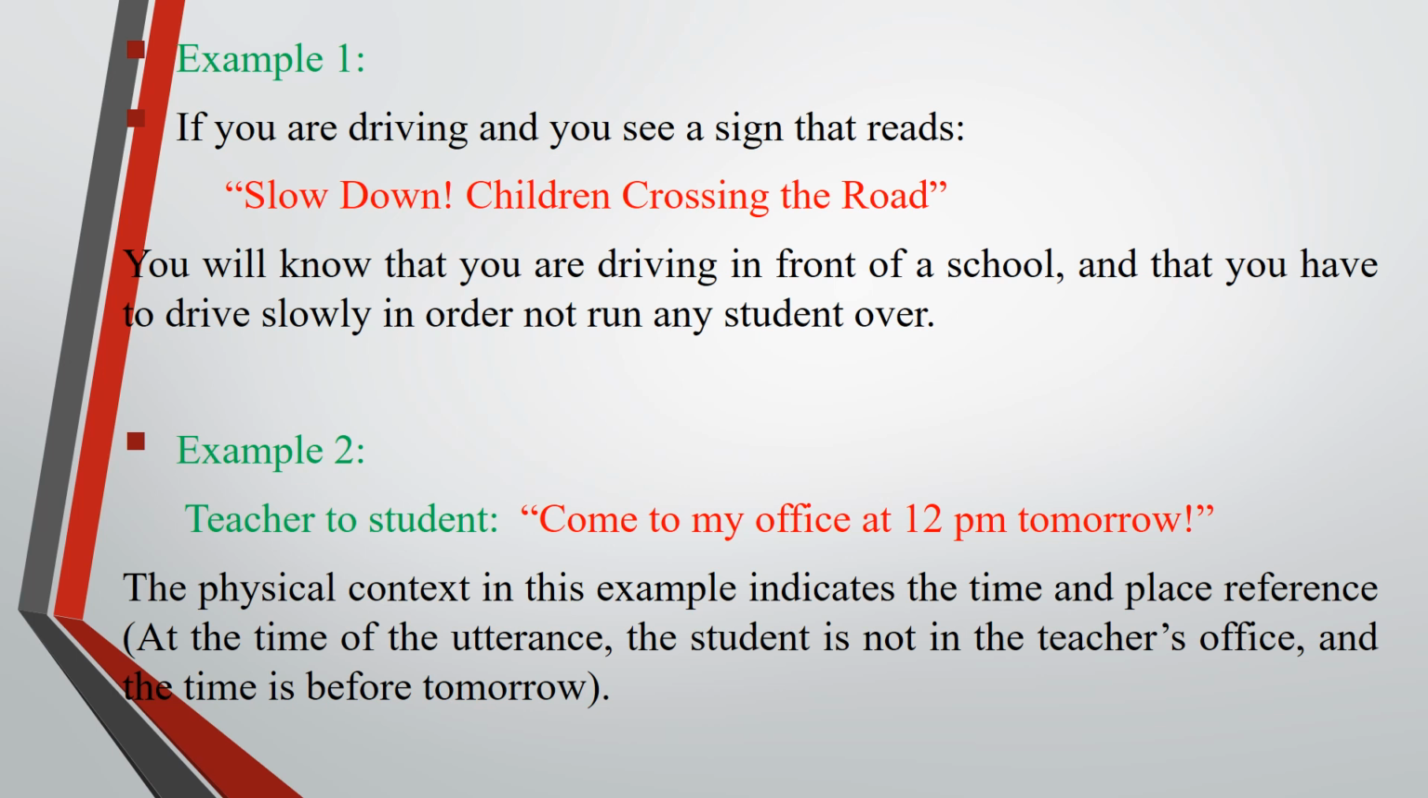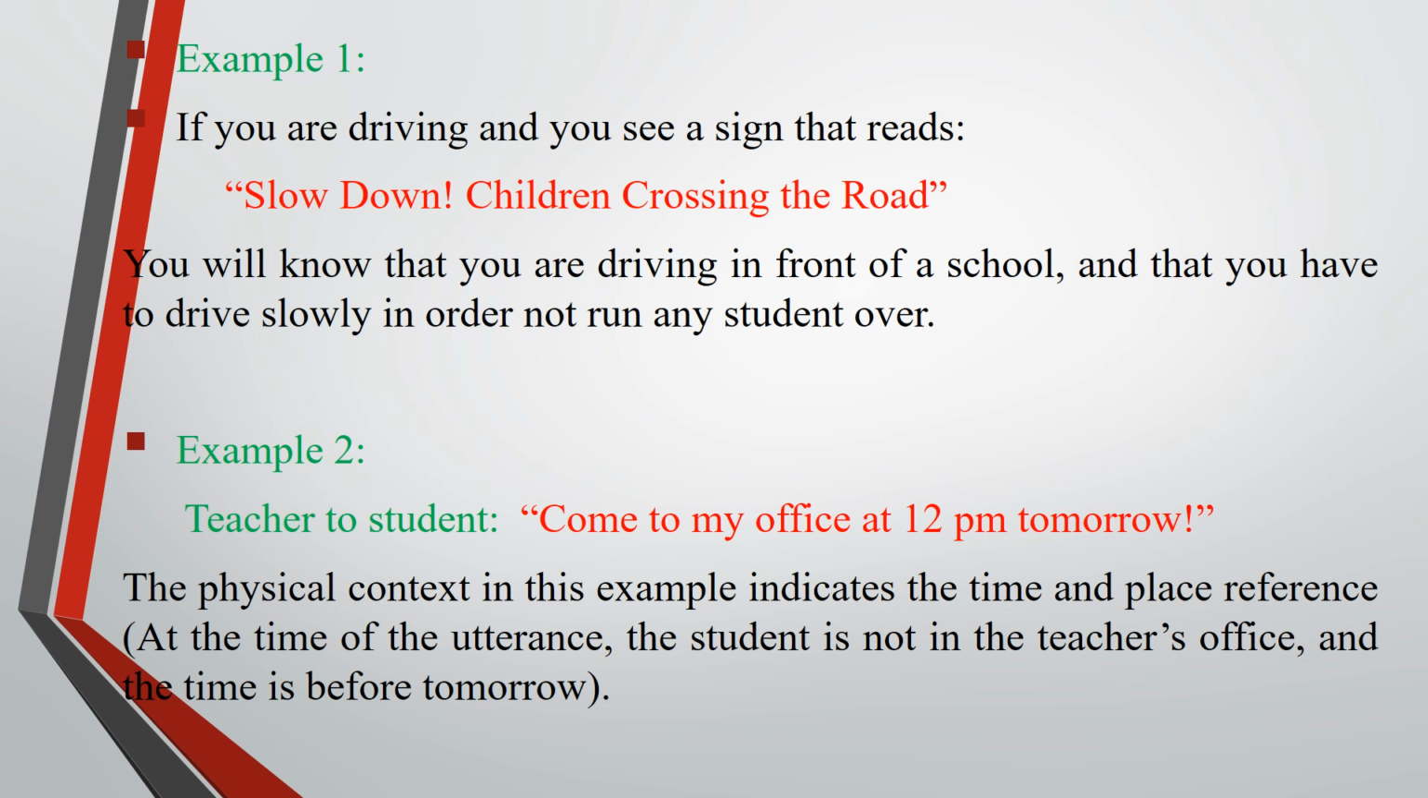Suppose that you are driving your car and you see a sign that reads, "Slow down, children crossing the road." Of course, you will know that you're driving in front of a school and that you have to drive slowly in order not to run any student over, because signs such as this are always posted in front of schools, typically.